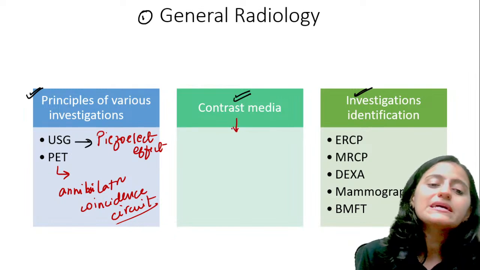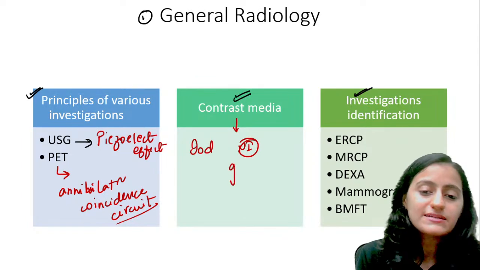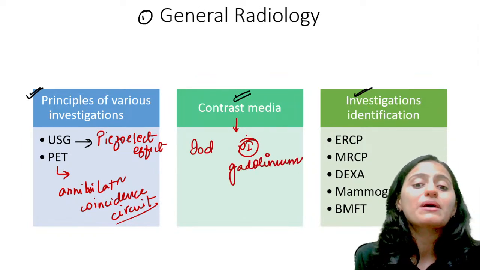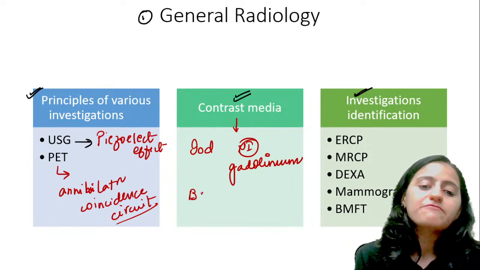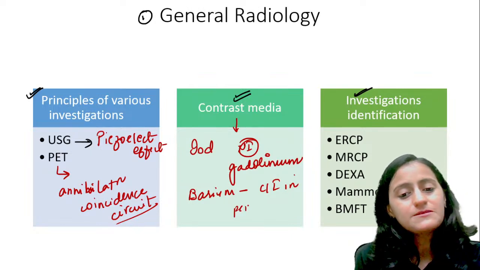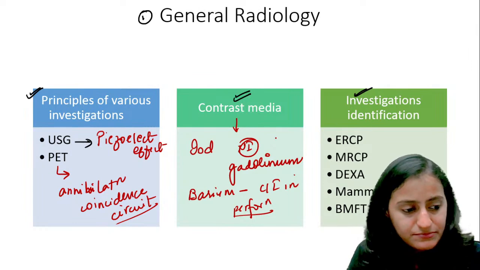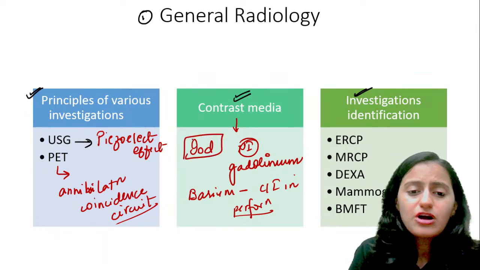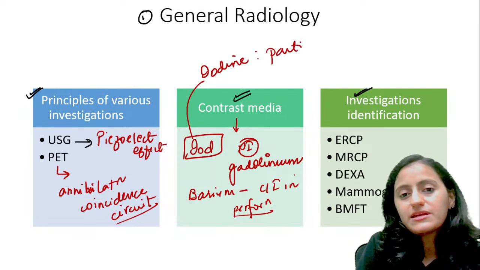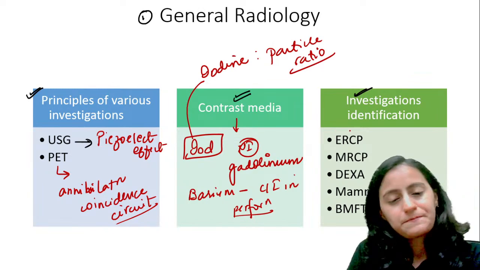In contrast media, what is important is iodinated contrast, non-iodinated contrast. Example of that is gadolinium, which is the contrast used in MRI, right? Then you have barium. Important point, remember that barium is contraindicated in perforation. Okay, barium is contraindicated in perforation. In iodinated contrast media, you should also know about the iodine particle ratio, though it has not been asked in the recent years, but it is always better to know that.